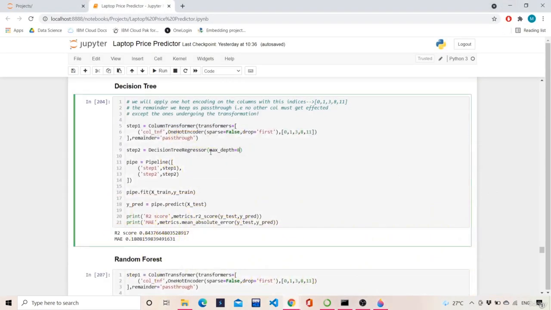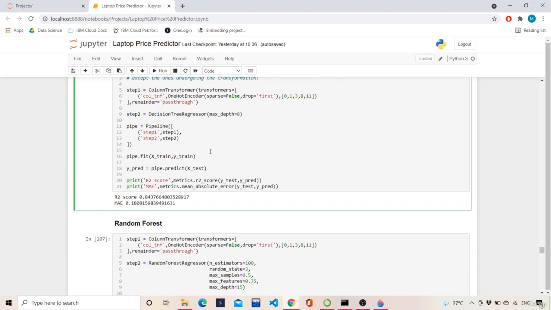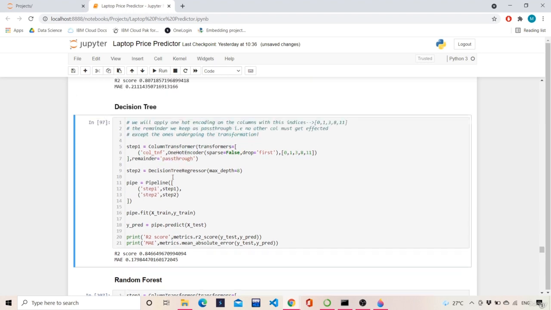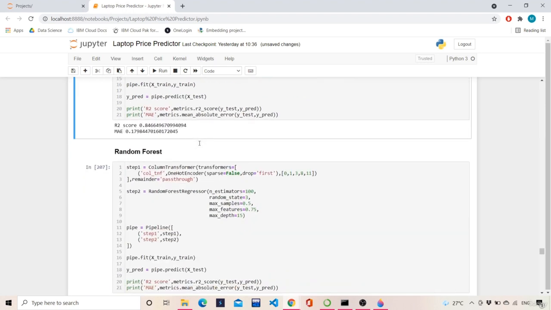So now over here max depth we kept as 8. Okay, and then the same story, we will apply the pipeline over here, which is column transformer, and then step 2 is nothing but our decision tree regressor object, and then we will fit it, predict, and see what the R2 score is. We see that the R2 score was 84.66, that means accuracy in terms of regression is 84.6, right? Let's move ahead. That was decision tree.